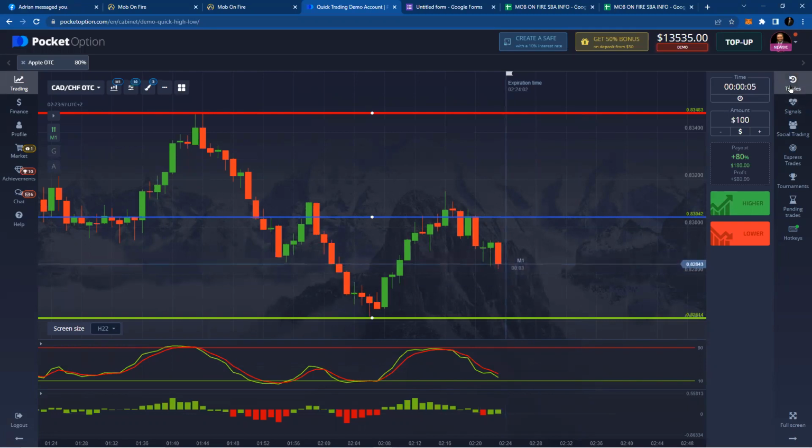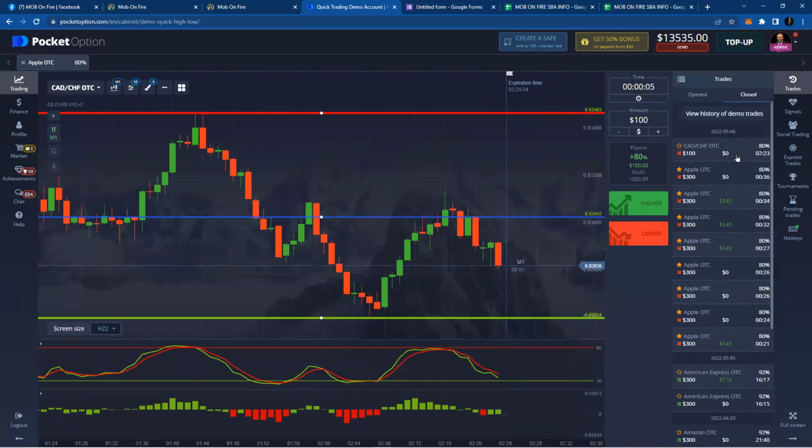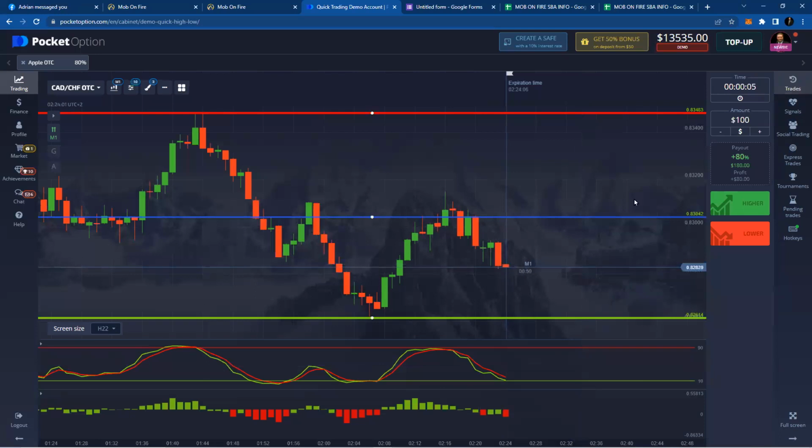Let me go ahead and make sure. No, I actually lost it. But what you want to do is make sure that it's a sale before you get into it. You want to have two indicators showing you the sale.